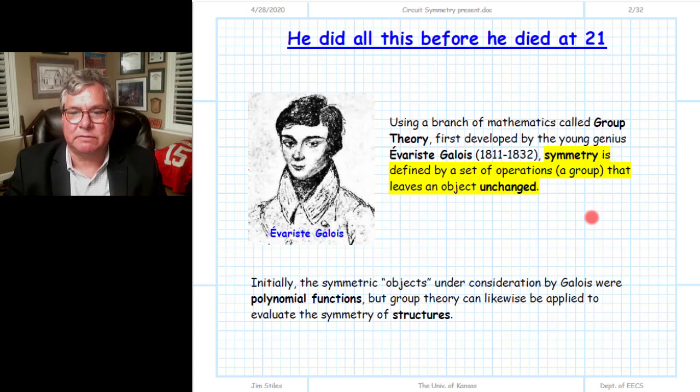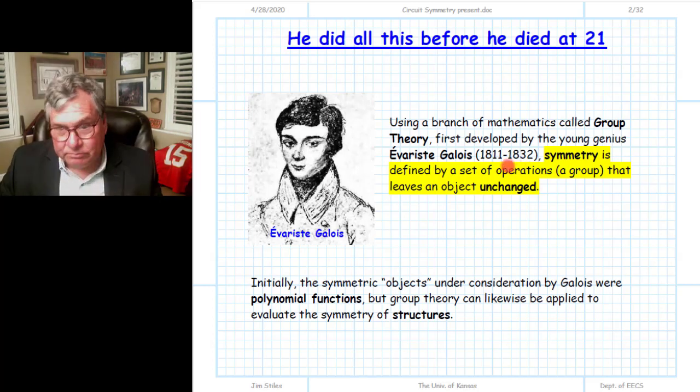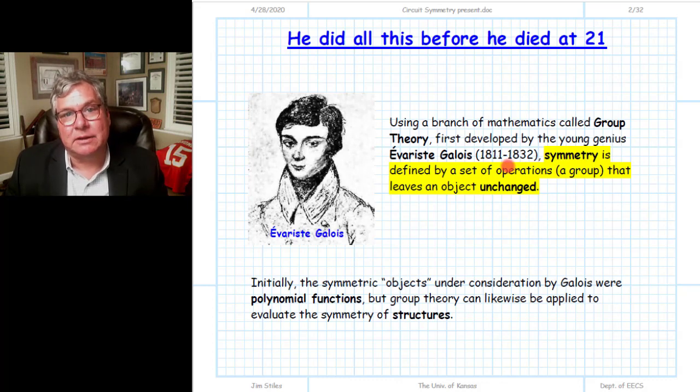And this was something that was developed way back in the 19th century, early 19th century, by a young French genius named Galois or Galois. I'm not sure exactly how to pronounce it. My French is not great. I apologize.